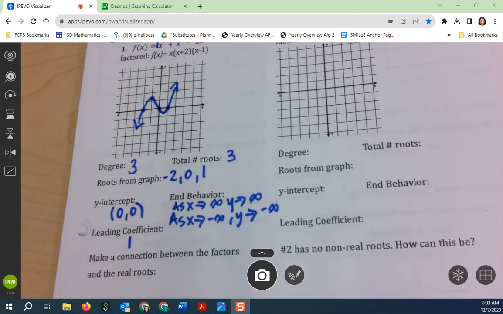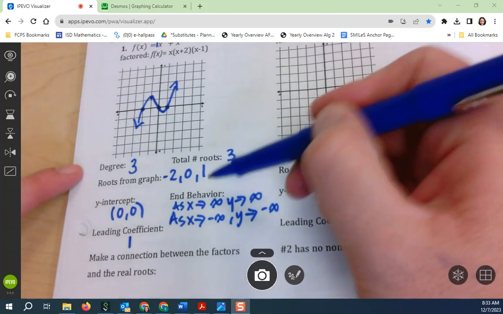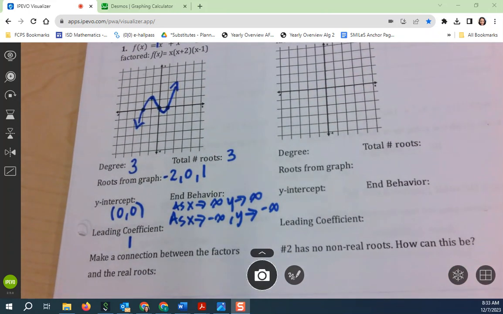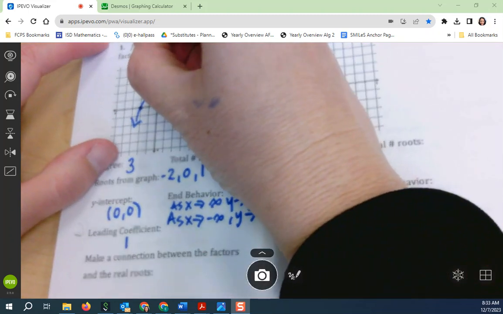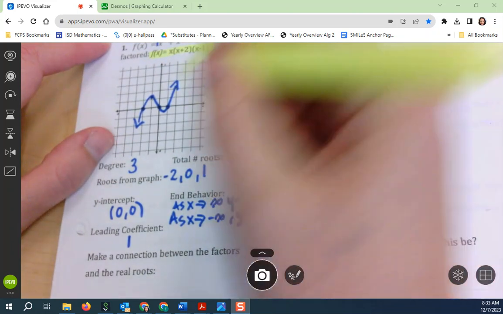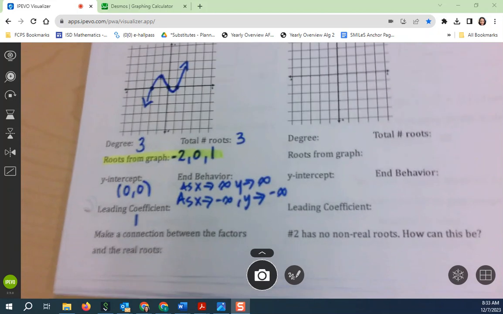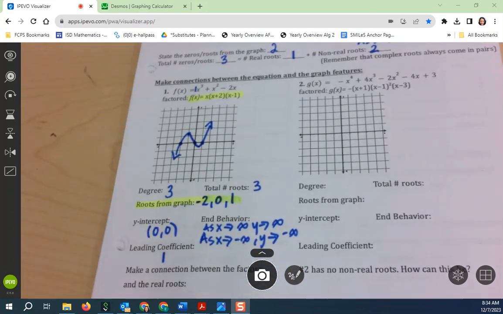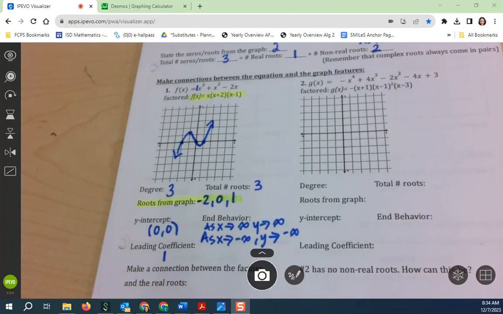Okay. The next question, I'm going to give you a minute to try. It says make a connection between the factors and the real roots. Here's my real roots. Here's my factors. I'm going to highlight them because those are the 2 things you're looking at. I want you to make a connection. Wait, why did you highlight that? Because the question says make a connection between the factors and the real roots. So these are the factors and these are the real roots. I'm going to give you a minute to do that. All right.